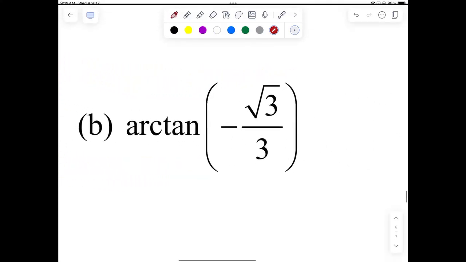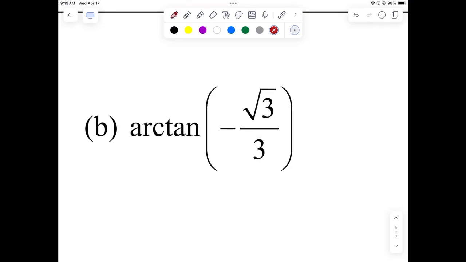Letter B. There is an arctangent. Very good. We know it's going to be in quadrant 4 because it's a negative ratio. So I know it's going to be a negative acute angle. I'll get the negative out of the way. It's going to be a negative acute angle.